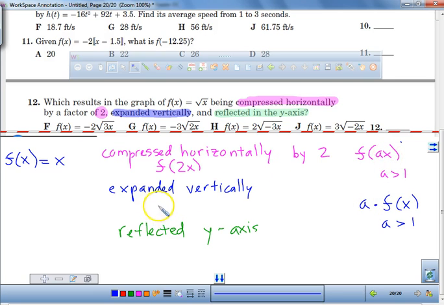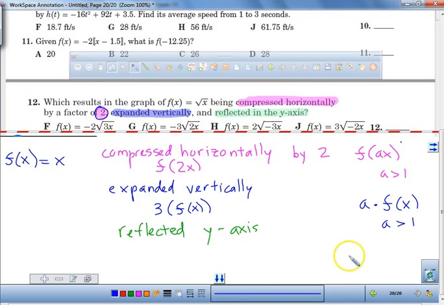So here, I'm going to put 3 parentheses f of x. I got 3 because I can see the numbers right here. So what's the numbers on the outside? It's either going to be a 2 or a 3. Well, since it says it's compressed horizontally by a factor of 2, where do I know 2 is going to be? It's going to be next to the x on the inside, not on the outside. So I chose a 2 and then I chose a 3 because what are my 2 answers? A 2 or a 3.